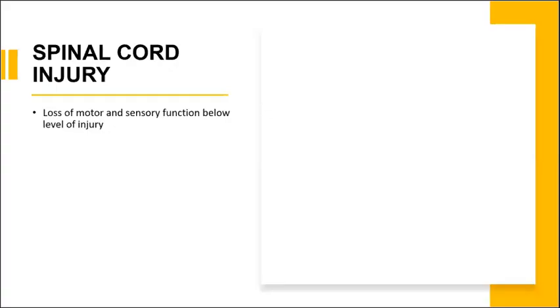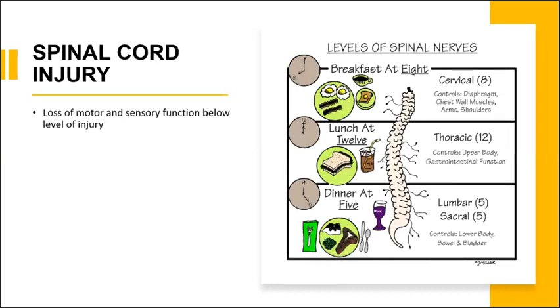And the last topic we'll look at before we call it a day would be our spinal cord injury. Spinal cord injury results in loss of motor and sensory function below the level of injury. So let's look at levels of spinal nerves. If you're having trouble remembering the regions of the spine and how many vertebrae in each, all you need to do is remember breakfast at 8, lunch at 12, dinner at 5.